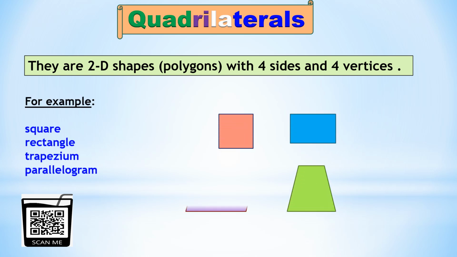Let's have some examples. The first example, square. This square is a 2D shape, it's a polygon, and it has 4 sides and 4 vertices, so we can call it a quadrilateral. The next shape, rectangle. A rectangle is a polygon or 2D shape with 4 sides and 4 vertices. Also trapezium. Trapezium has 4 sides and 4 vertices and it's a 2D shape. Parallelogram. Parallelogram is a quadrilateral.